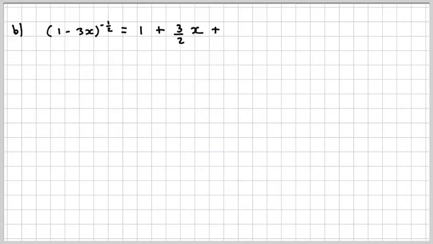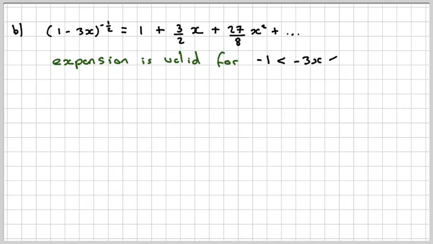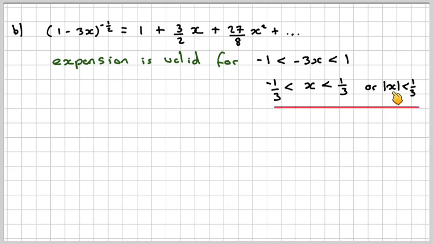Now, the expansion will be valid for minus 3x being between minus 1 and 1, which means that x would have to be between minus 1/3 and 1/3, and sometimes you see it written like this: the absolute value of x is less than 1/3.